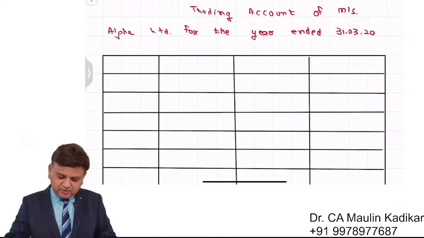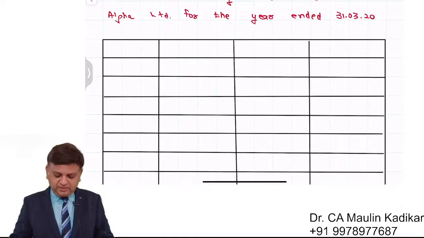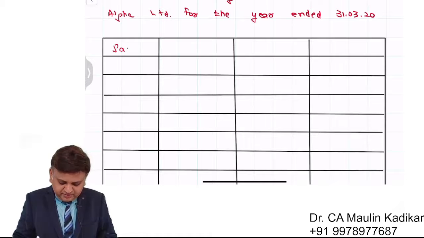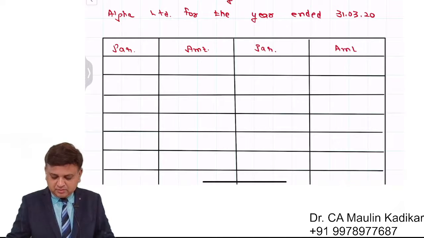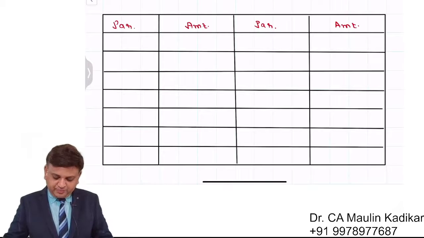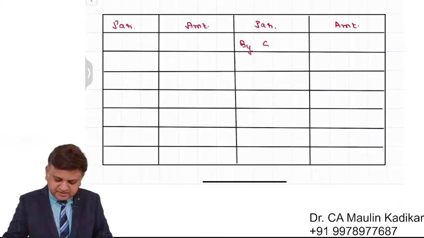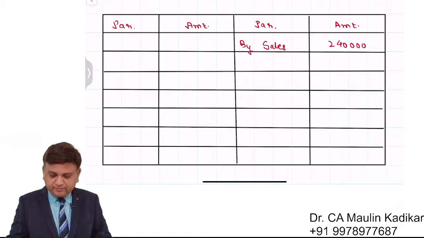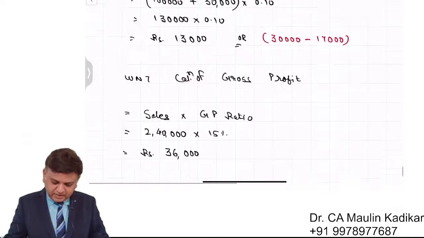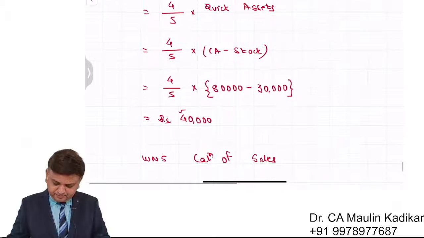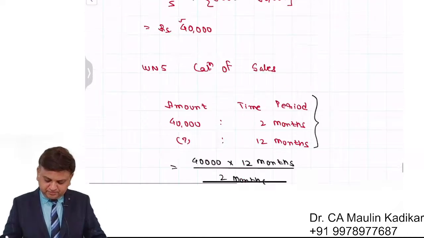So friends, over here is the trading account of Messrs Alpha Limited, with column 1 particulars, column 2 amount, column 3 particulars, column 4 amount. On the credit side we will have by sales, an amount of 2,40,000. Again we will have the closing stock, which we have calculated. The closing stock is 30,000.